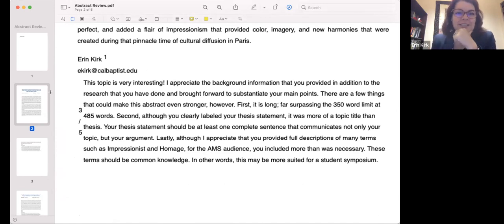Okay, so here I said, this topic is very interesting, which I really do think it is. I appreciate the background information that you provided in addition to the research that you have done and brought forward to substantiate your main points. There are a few things that could make this abstract even stronger. However, first, it is long, far surpassing the 350 word limit at 485 words. Okay, so students, consider this. Whatever the recommended amount is, you need to stick to it.